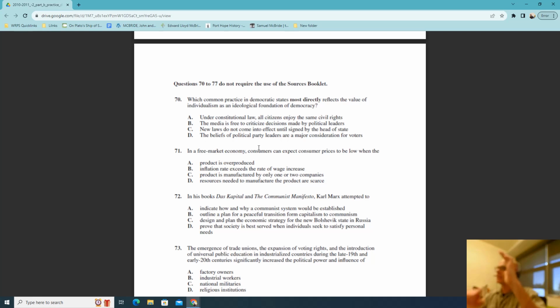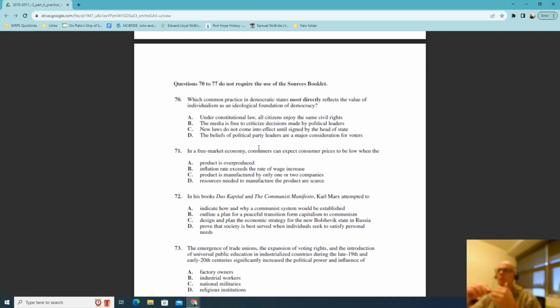Inflation rate exceeds the rate of wage increase. So, I mean, there's a lot of complication there. A is a lot more straightforward. Inflation rate just means prices are going up. So consumers can expect prices to be low when inflation prices are going up. That doesn't make sense. We'll leave it at that.